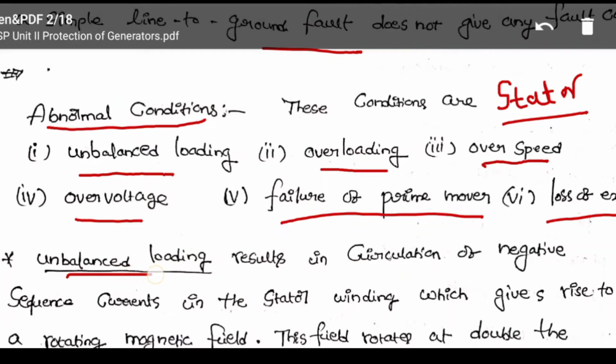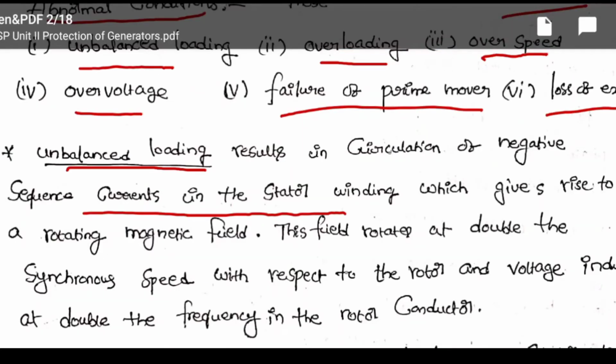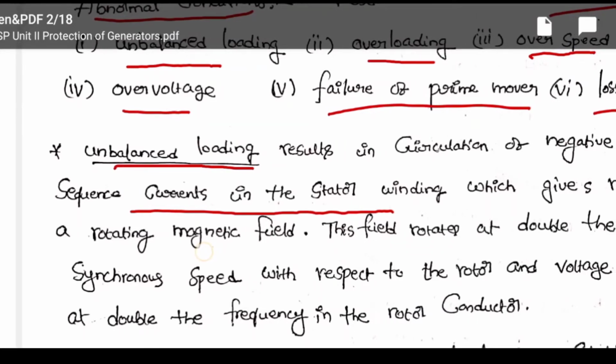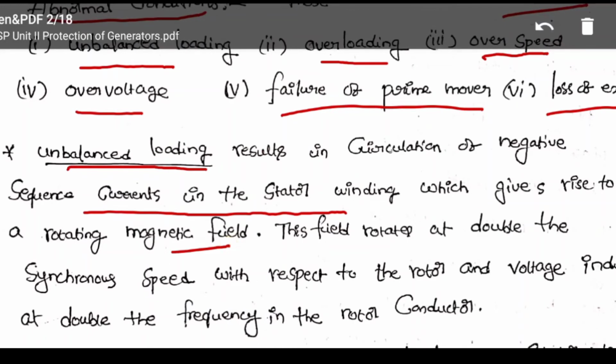Unbalanced loading results in circulation of negative sequence currents in the stator. The unbalanced loading can cause negative sequence currents in the stator winding, which give rise to a rotating magnetic field. The field rotates at double the synchronous speed with respect to the rotor, and the voltage induced is doubled. That is very important. Unbalanced loading causes the frequency to double, the voltage to double, and the rotor conductor frequency also to double, because of the rotating magnetic field produced by the circulation of negative sequence currents.